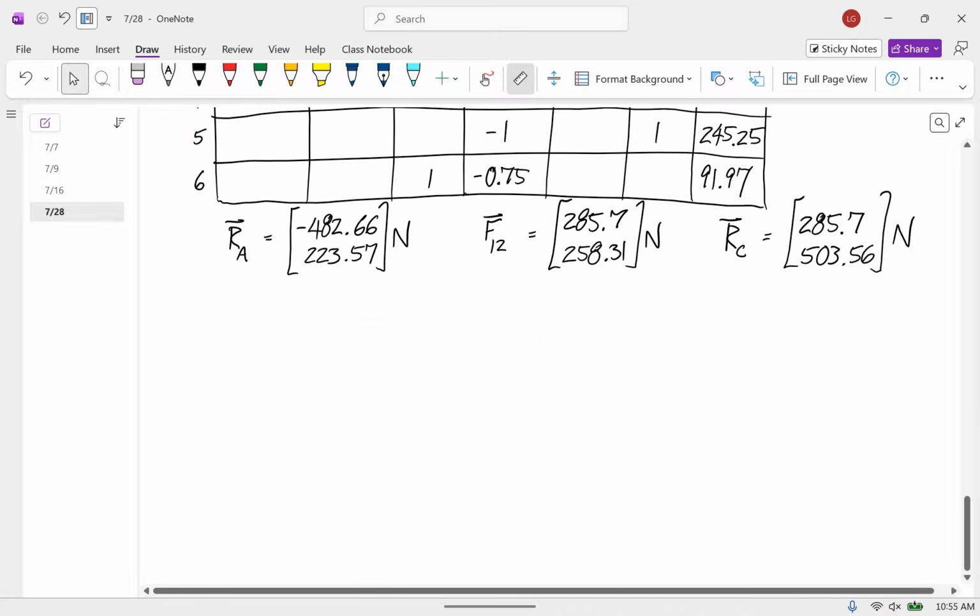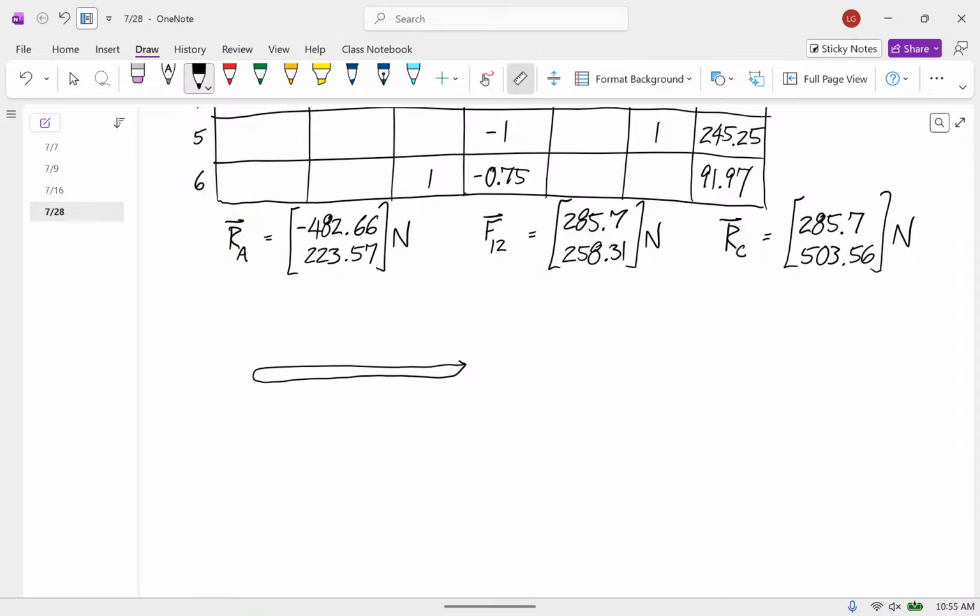Okay, so for body 1, over here we have RA, and that's -482.66, 223.57. And then we have the weight force and the 300 Newton force. So 147.15. Those are at the same point, so you could add those together.